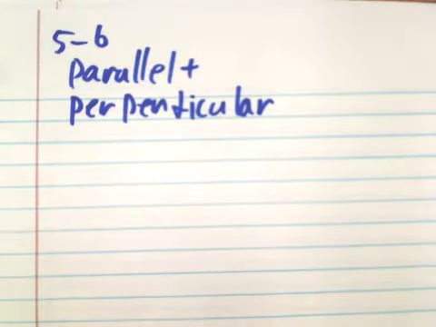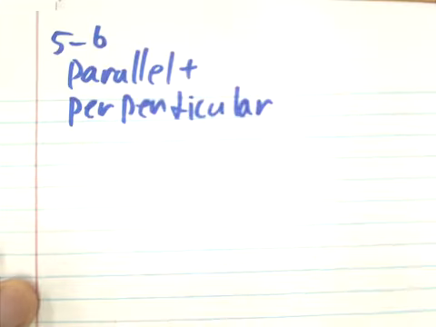Howdy, we're talking about section 5.6. This is parallel and perpendicular lines. And so just a quick note here, parallel lines have the same slope.